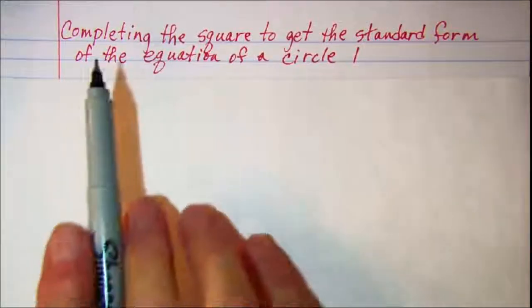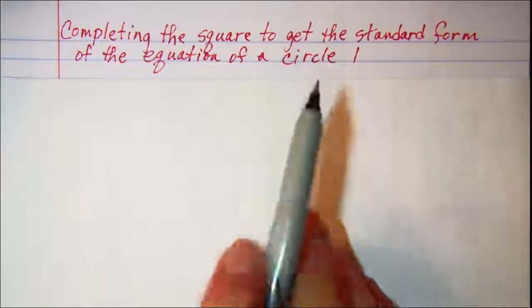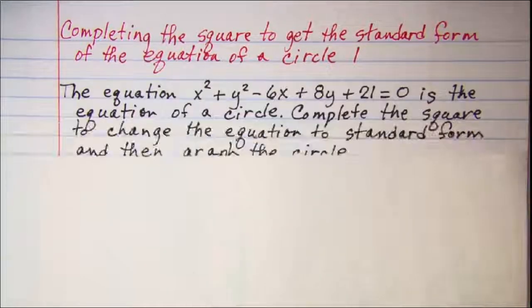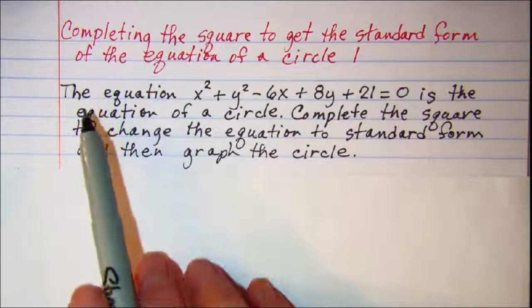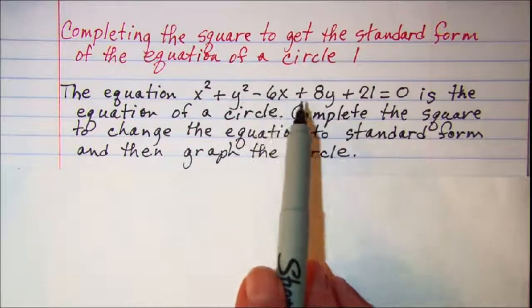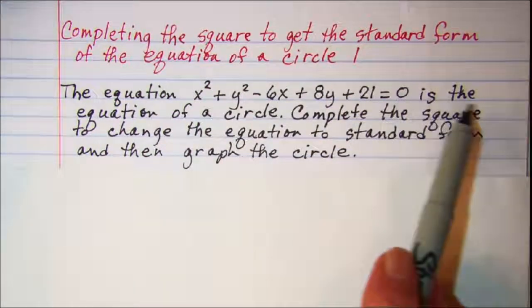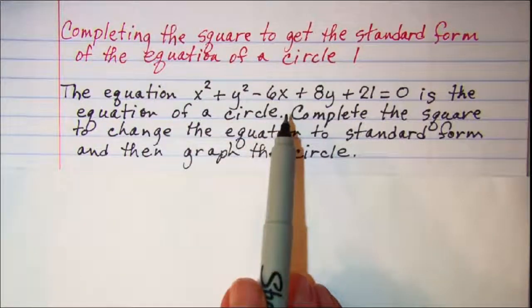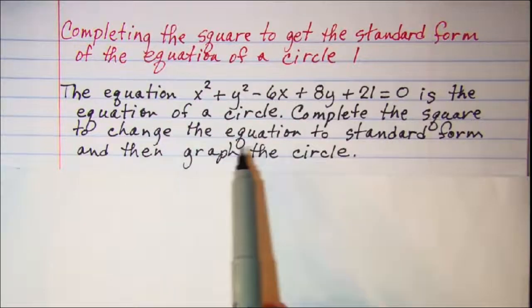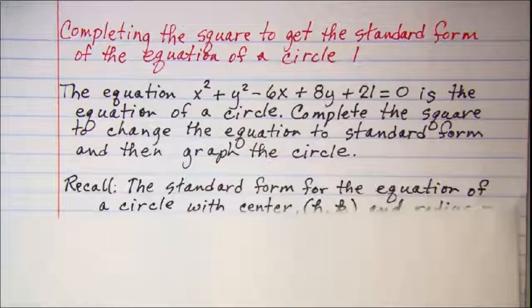In this video, we'll be completing the square to get the standard form of the equation of a circle. The problem that we'll be working on is the equation x squared plus y squared minus 6x plus 8y plus 21 equals 0 is the equation of a circle. Complete the square to change the equation to standard form and then graph the circle.